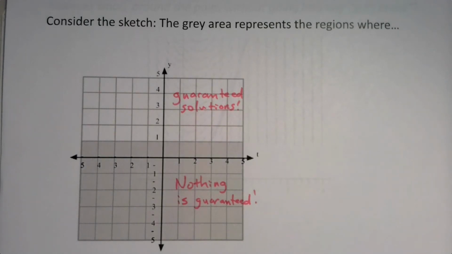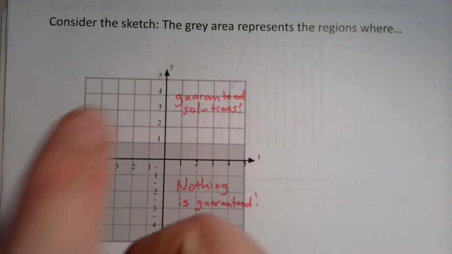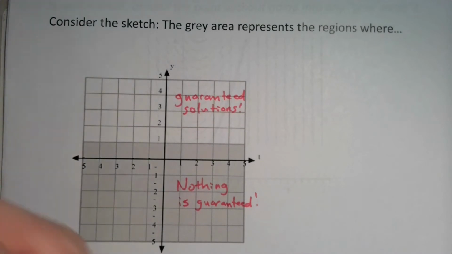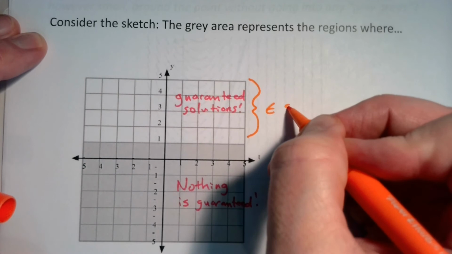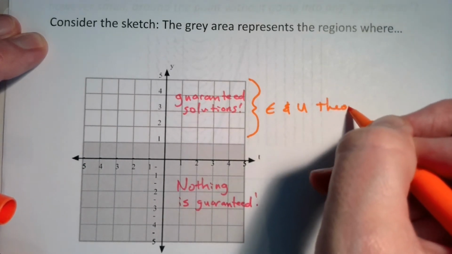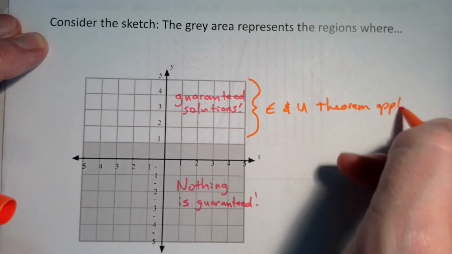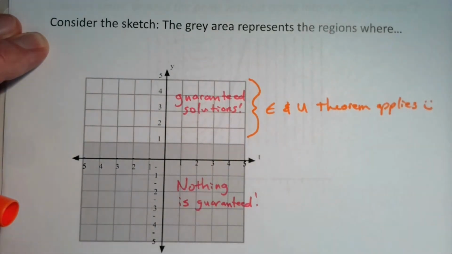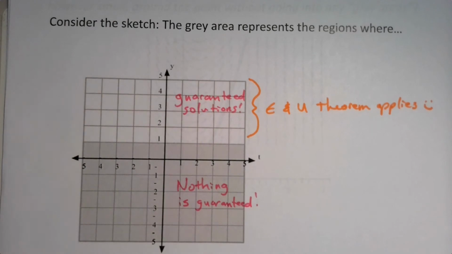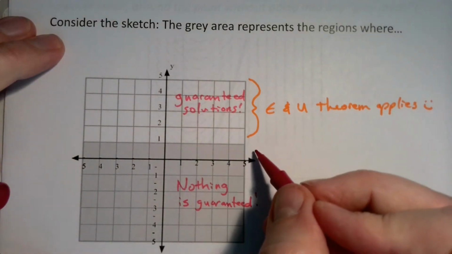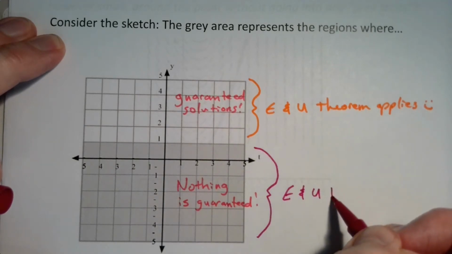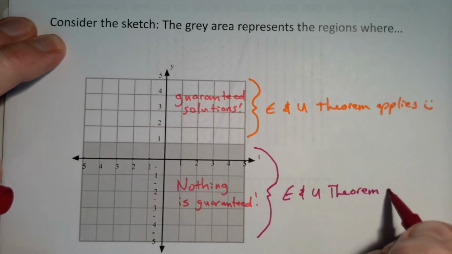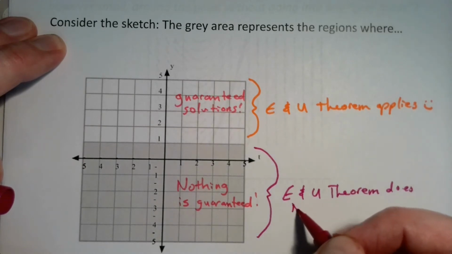The existence and uniqueness theorem only applies up here. So the key for us to remember is, in this region, the existence and uniqueness theorem applies. But once you get down to here, in this region down here, the existence and uniqueness doesn't apply. So in this region down here, the existence and uniqueness theorem does not apply.